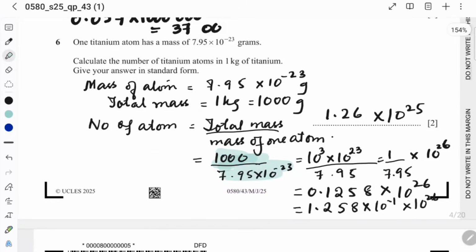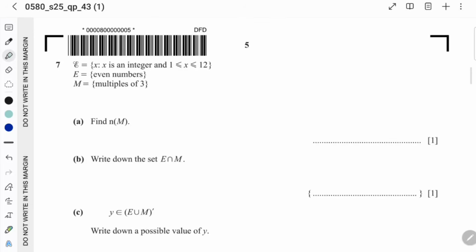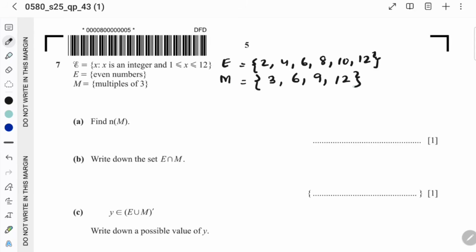All right, now let's move to the next question, question number 7. In question number 7, the universal set is x such that x is an integer from 1 to 12, meaning 1, 2, 3, 4, 5, 6, 7, 8, 9, 10, 11, 12. E is the set of even numbers: 2, 4, 6, 8, 10, 12. And M is the multiples of 3: 3 times 1 is 3, 3 times 2 is 6, 3 times 3 is 9, 3 times 4 is 12.